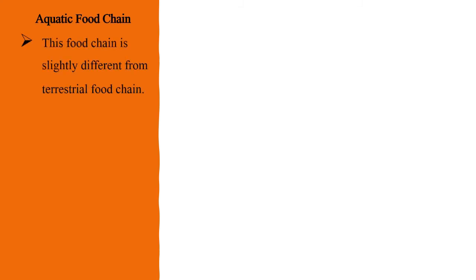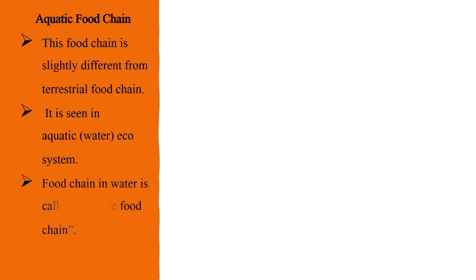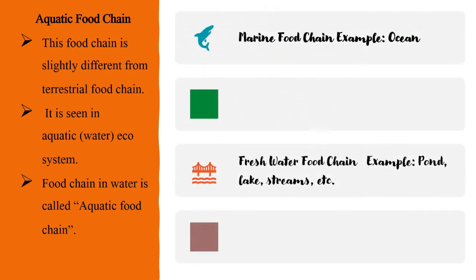Let's see the aquatic food chain. This type of food chain is slightly different from terrestrial food chain. It is seen in the aquatic water ecosystem. Food chain in water is called aquatic food chain. Examples of aquatic food chain are marine food chain, in the ocean, and freshwater food chain, for example ponds, lakes, streams, etc.